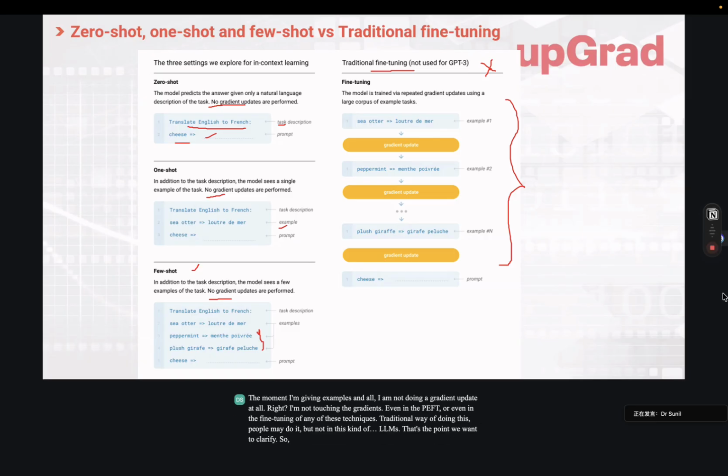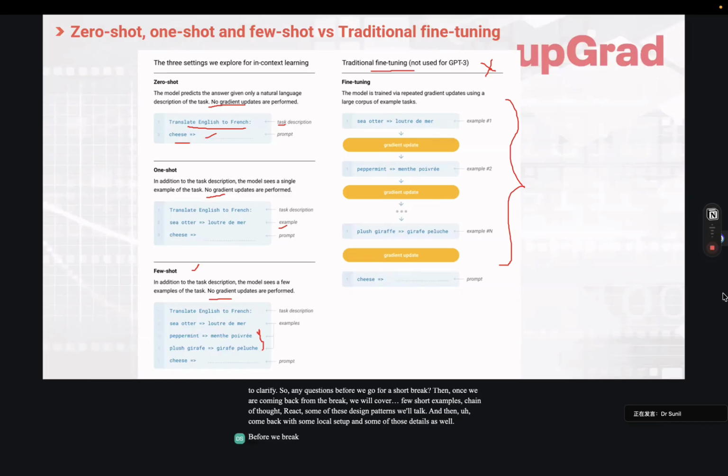So any questions before we go for a short break? Once we come back from the break, we will cover few shot examples, chain of thought, ReAct, some of these design patterns we'll talk about, and then come back with some local setup and some of those details as well.